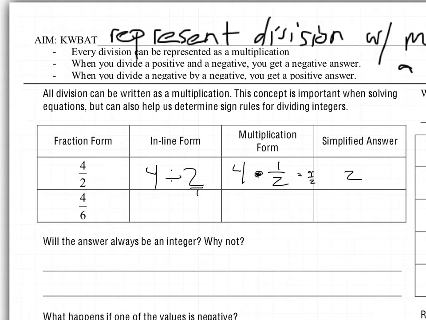So looking here, we have 4 divided by 6, which would be 4 times 1 over 6. And again, that's going to give us 4 out of 6. Now again, when we look at this as a multiplication, we have a positive times a positive. Duh, that's going to give us a positive answer. If we want to simplify this particular part, we're going to get 2 over 3.